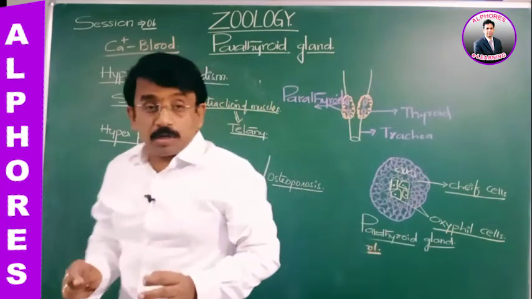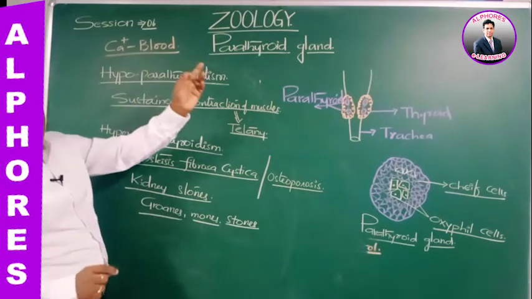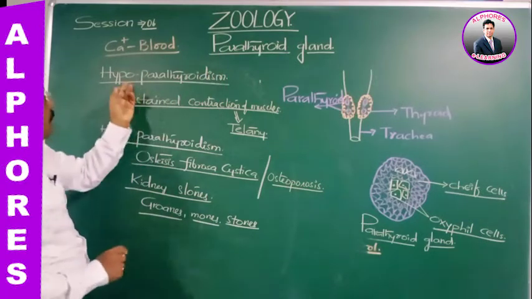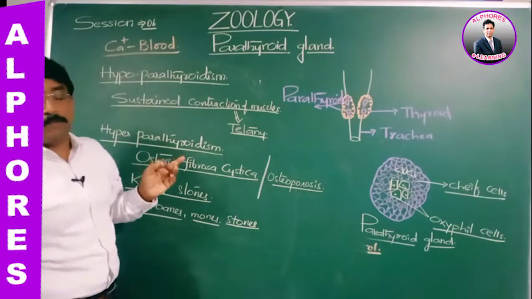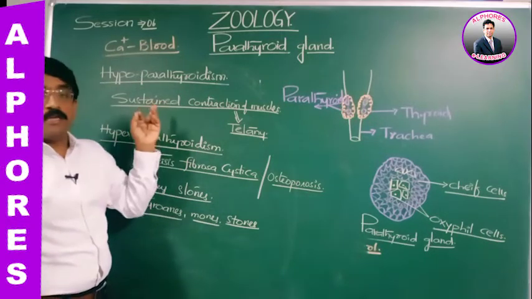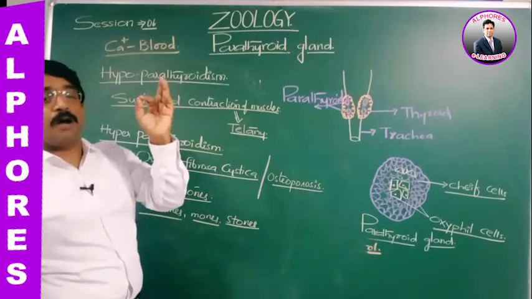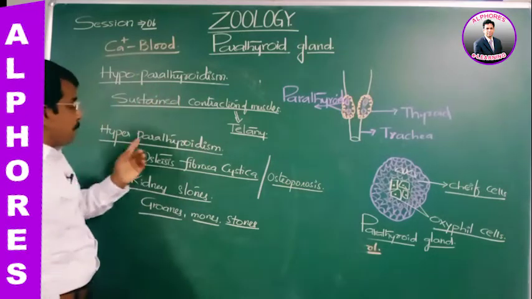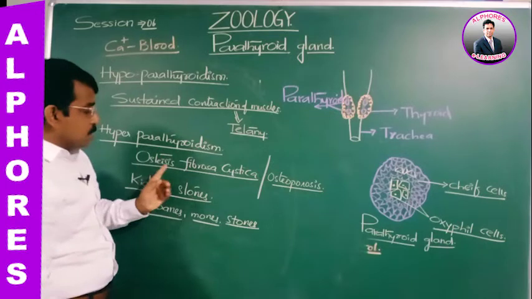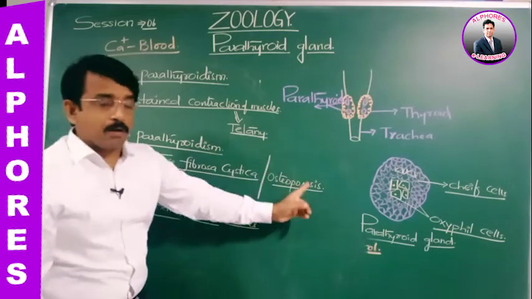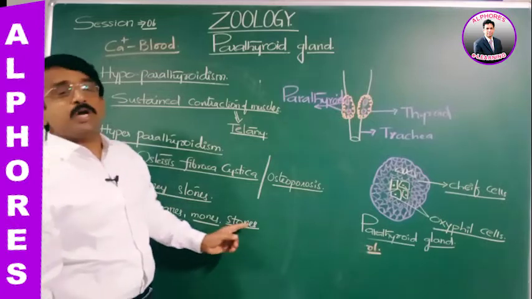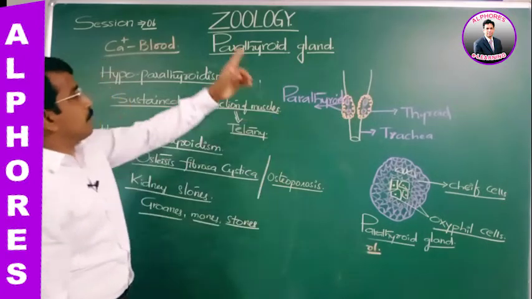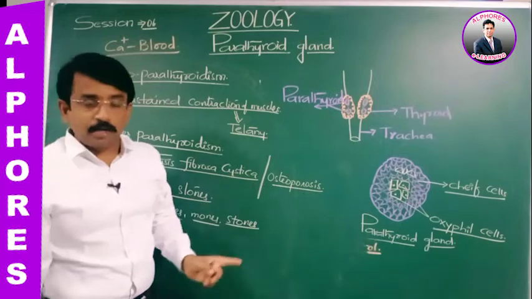So this is what we discussed about the parathyroid gland disorders: hypoparathyroidism results in sustained contraction of the muscles, which is parathyroid tetany or hypocalcemic tetany, and hyperparathyroidism results in osteitis fibrosa cystica or osteoporosis, and kidney stones, moans and groans. This is what relates to the parathyroid gland.